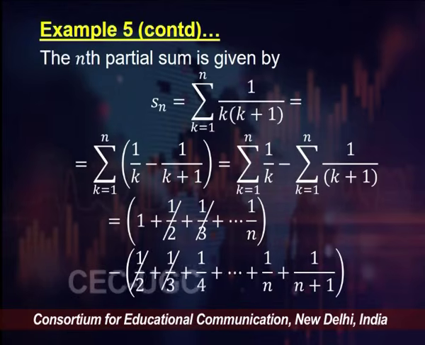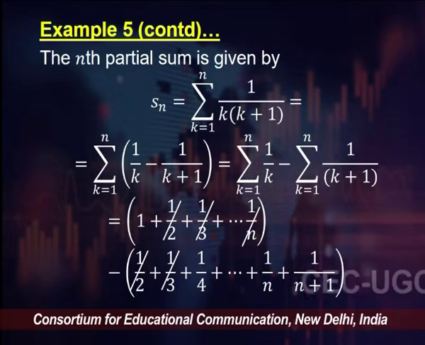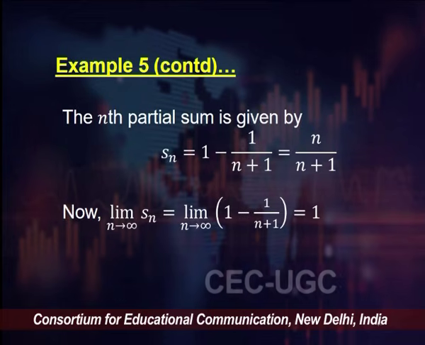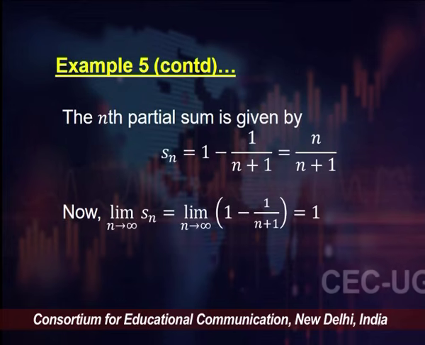Now, you can see here that very nice things just simplify. So, half will cancel out the half in the second bracket, 1/3 will cancel out the 1/3 in the two brackets, right. 1/4 will also get cancelled similarly, and so on till 1 by n will cancel out the 1 by n in the second bracket, and you are left with 1 minus 1 upon n plus 1, which you can see is nothing but n upon n plus 1.